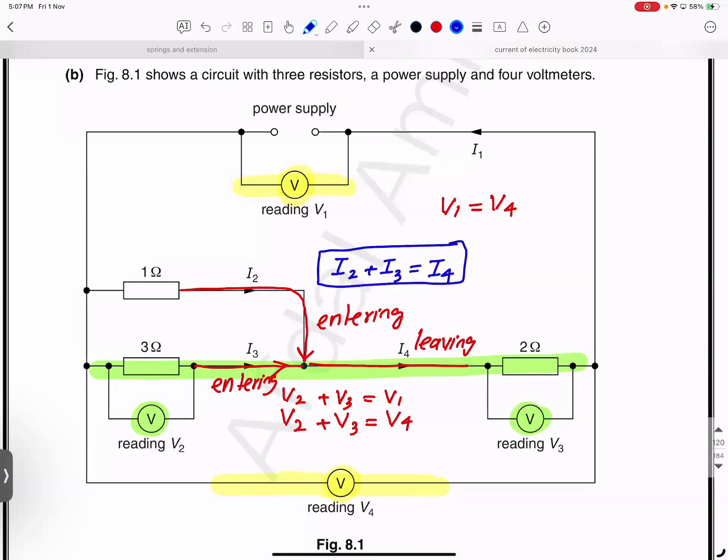Now wait, stay with me. How about this junction? Here the current entering is I4, but the current leaving here is what? I1. So can we say I4 is equal to I1? Okay, we made many relationships before we solved the question. The sum of currents entering a point is equal to the sum of currents leaving that point. Now let's read that question.